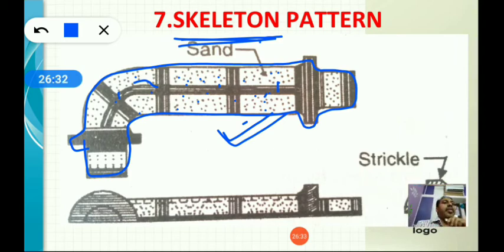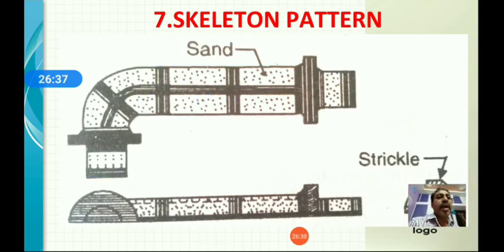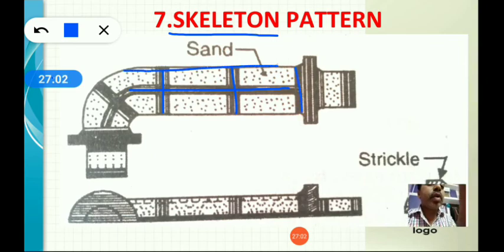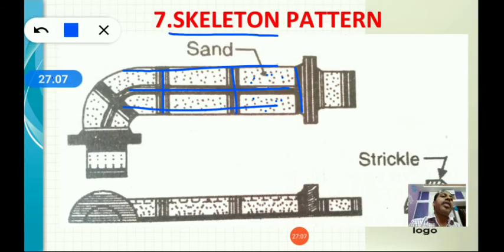So why are skeleton patterns used? If we create a very large pattern, it will take more time, as well as more material to create a pattern. So to reduce the material, the weight and the cost, we create a skeleton only, and then the skeleton part is filled up with the sand, so it can be converted into solid.